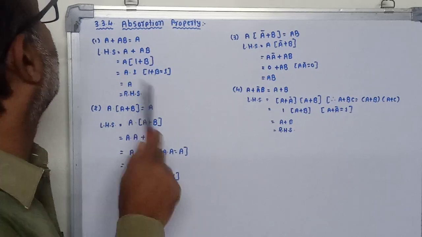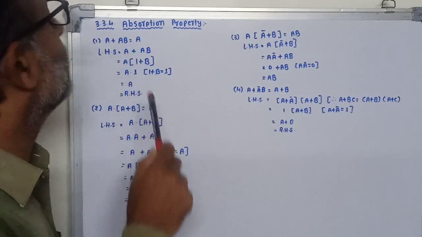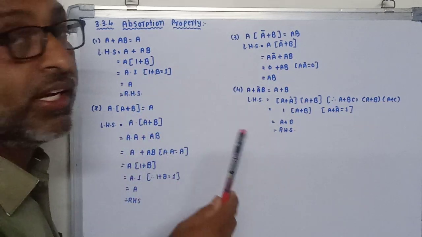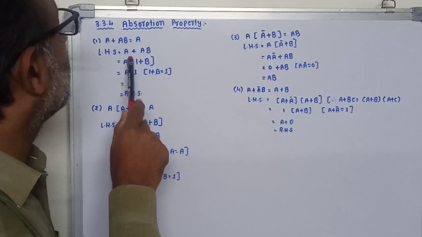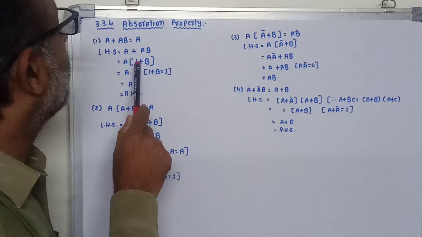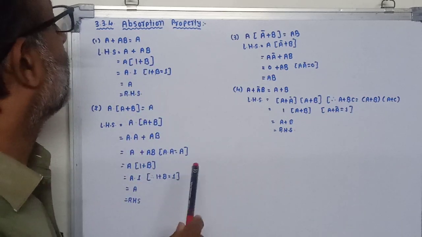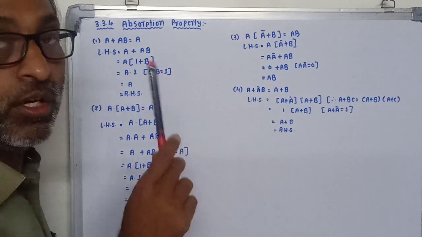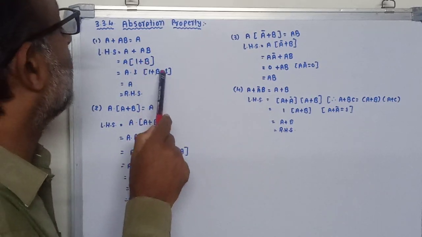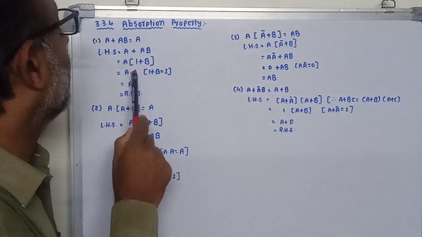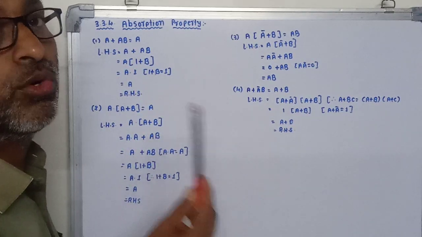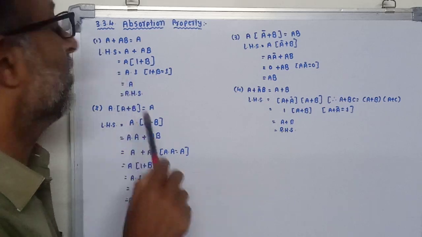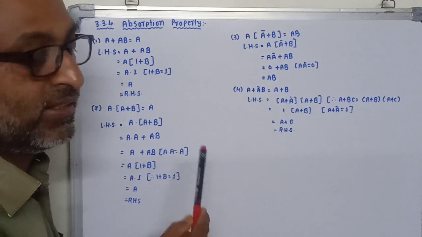Absorption property. First rule, a plus ab is equal to a. So a plus ab. Now a taken as a common. So our equation becomes a in the bracket (1 plus b). So already we have seen 1 plus b is nothing but 1. So this 1 plus b can be replaced by 1. So a into 1. There is no need to write 1. So your answer becomes a, which is the RHS.